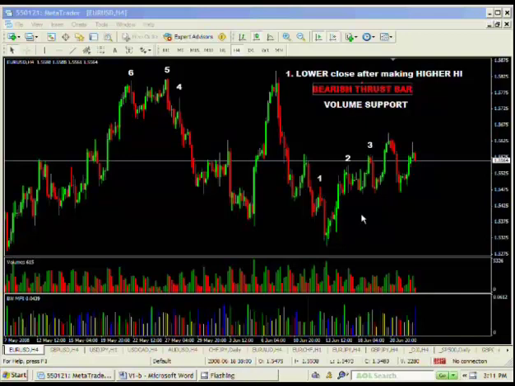Okay, now that we've talked about volume support for a bullish continuation bar, we'll get into bearish volume support for bearish continuations later. But bearish continuations require the exact same type of volume support as a bullish continuation bar. It's just going the other way, going down instead of up.